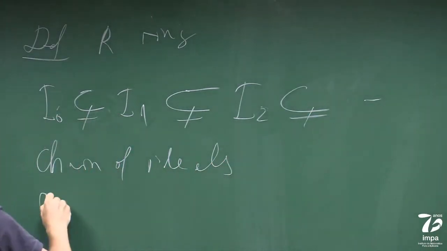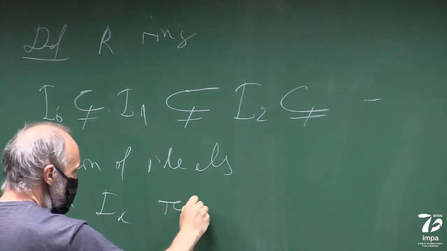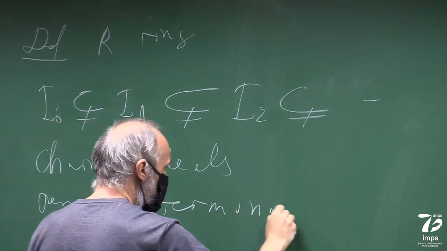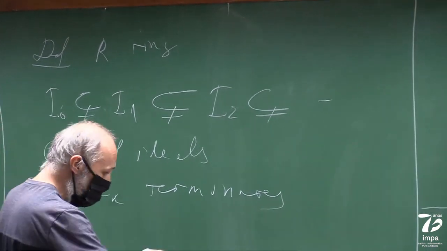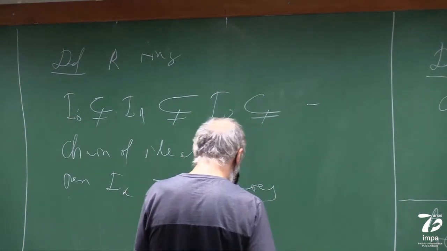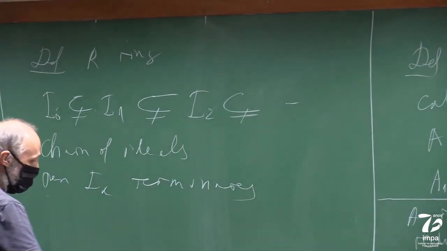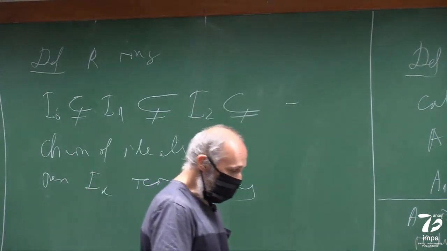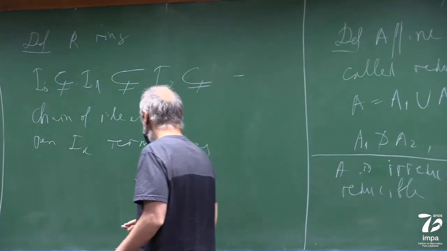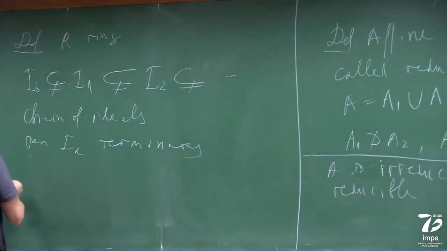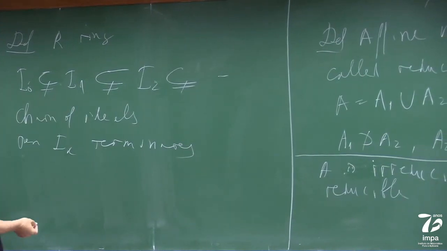And then K terminates. That is, you can't have an increasing chain of ideals which goes indefinitely. There could be only finitely many ideals which are increasing. The converse, the descending chain condition, typically doesn't work.